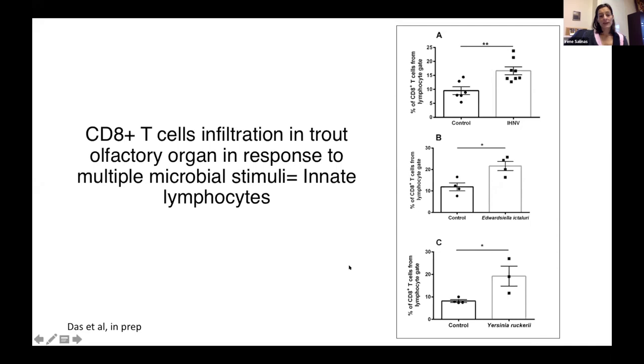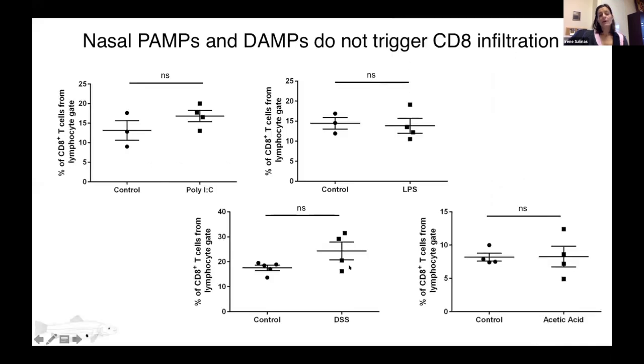And the next thing that we did was to look at whether danger signals, or DAMPs and PAMPs, could also recapitulate the response. So we delivered poly I:C into the nasal cavity, or LPS. We applied a DSS model to damage the nasal cavity, and we gave acetic acid, which is a really well-known irritant for fish olfactory systems. And in none of these cases, at least 15 minutes after we do the stimulus, were we able to record that infiltration of the CD8 T cells. So this was not enough to give us that response.